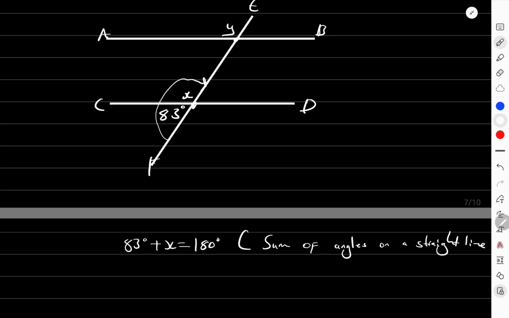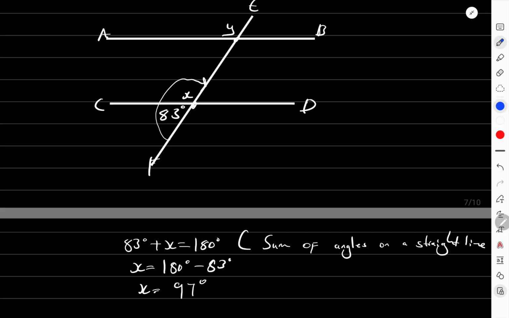Therefore, now what is it that I'm going to do now? I'm going to group my numbers together. Therefore, I'm going to have X, which is equals to 180 degrees minus 83 degrees. Now, what is 180 degrees minus 83 degrees? 180 minus 83. I'm going to have the value of X as what? As 97. Therefore, X is equals to 97 degrees.